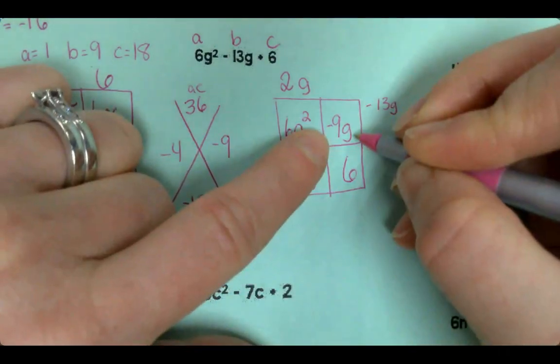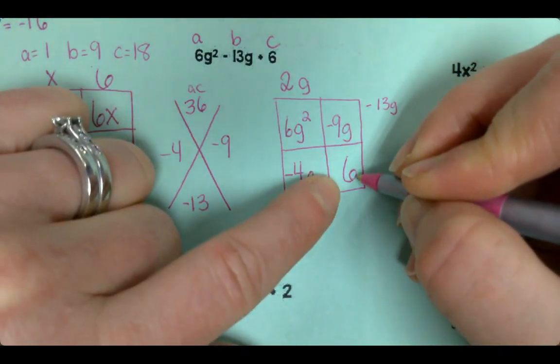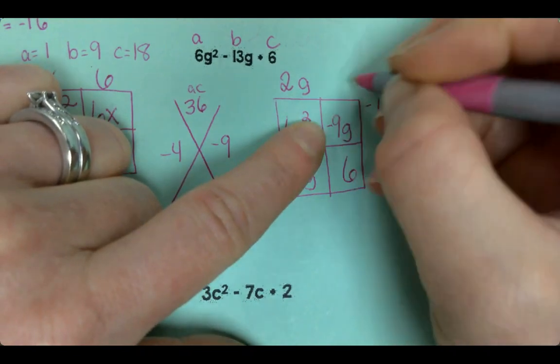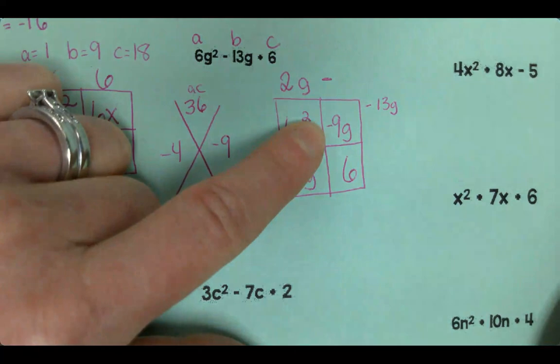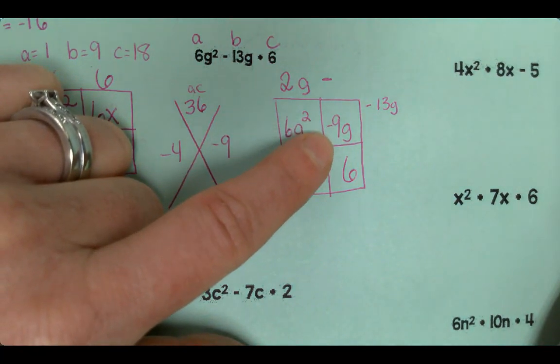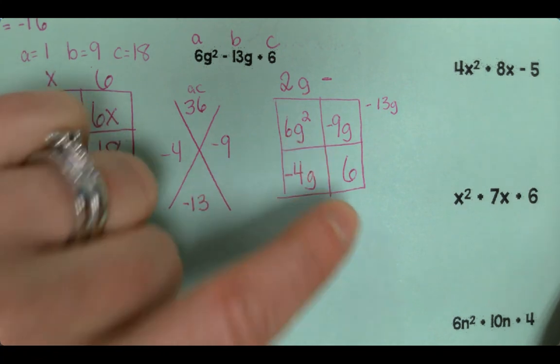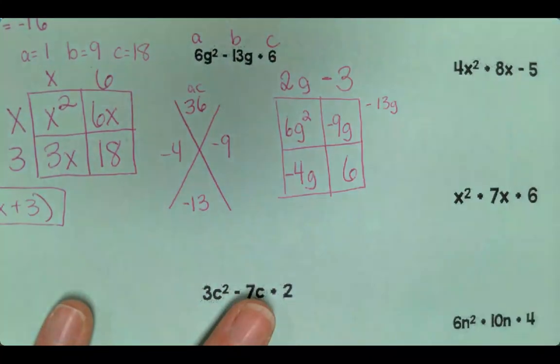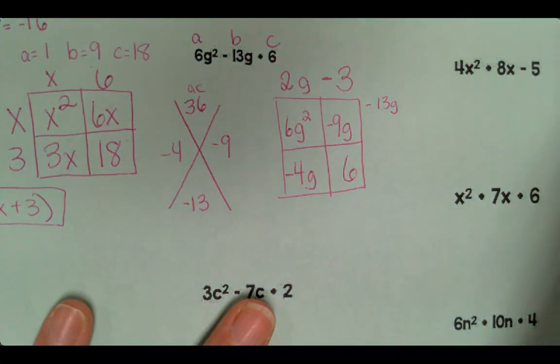Then we look at this, -9g and 6. Because the first term is negative, we're going to pull out a negative. So it's going to be a negative. Nope, we've got to come up with a number that divides 9 and 6. -3. 9 and 6 are both multiples of 3, so that makes your GCF.